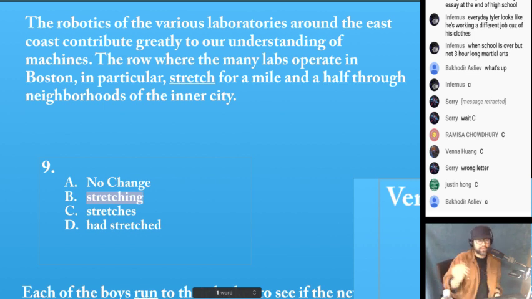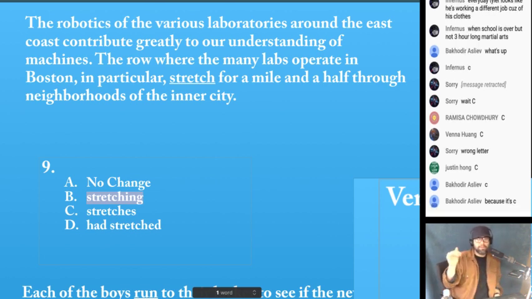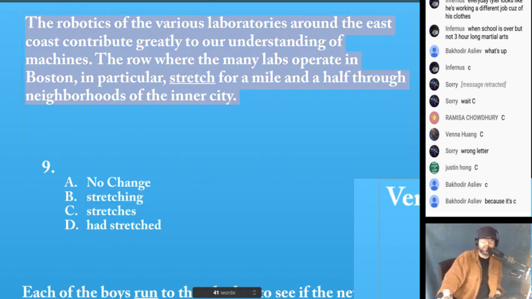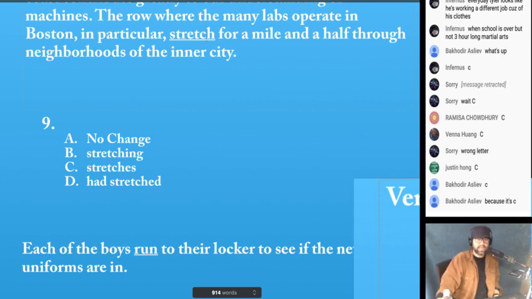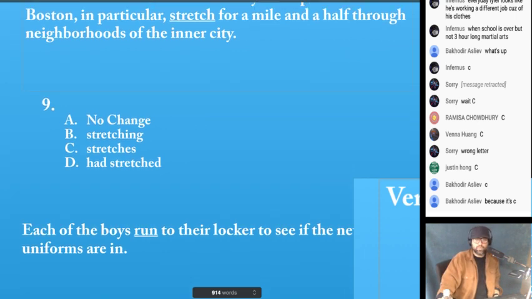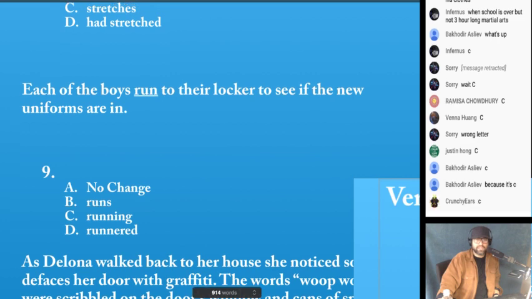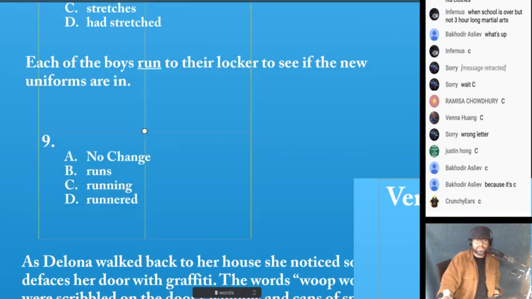The next thing we need to check is that it agrees with the noun. What is doing the stretching? The row where the labs operate stretches. If you get rid of that modifying phrase, where the many labs operate in Boston in particular, it just says the row stretch for a mile. So it should say stretches, because stretch goes to the row, and row stretches, not row stretch. Row is singular and stretches is also a singular verb. So very nice, bros. You just have to go through the steps and it's automatic. You really should not miss that many questions in the grammar section. It should be slam dunk city for you.